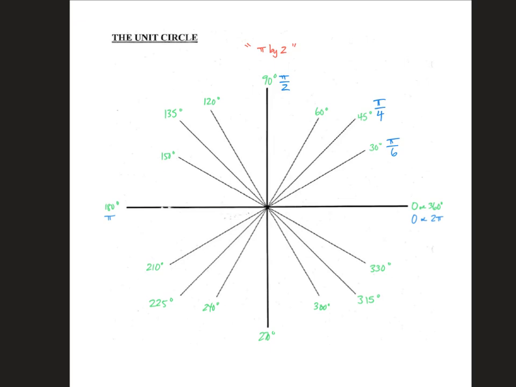Okay, now we need to come up with a 60-degree angle. Well, there's two ways to deal with that. We could use the exact same reasoning. To take 180, we would have to divide it by 3 to get 60. So I have to take pi and divide it by 3. So I get a pi by 3.